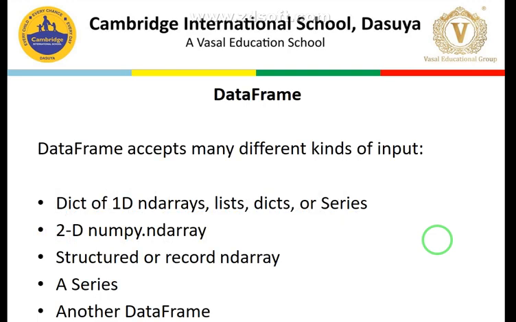A data frame accepts many different kinds of inputs. We can create a data frame from a one-dimensional array, from a dictionary, or from a series. We can create a data frame from a two-dimensional NumPy array. We can create a data frame from a structured or record array, or an n-dimensional array. We can create a data frame from a series, and finally we can create a data frame from another data frame. So these are the different ways we can create a new data frame.